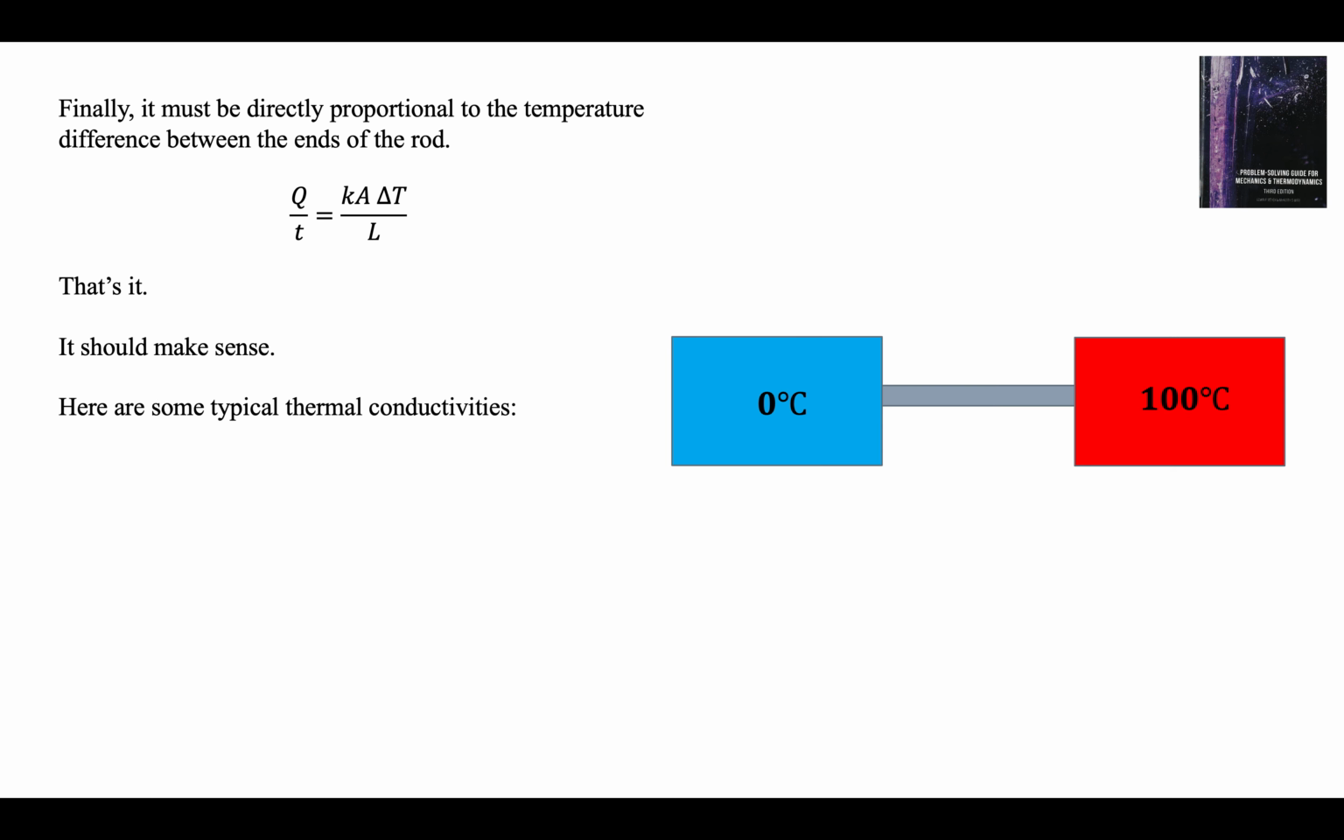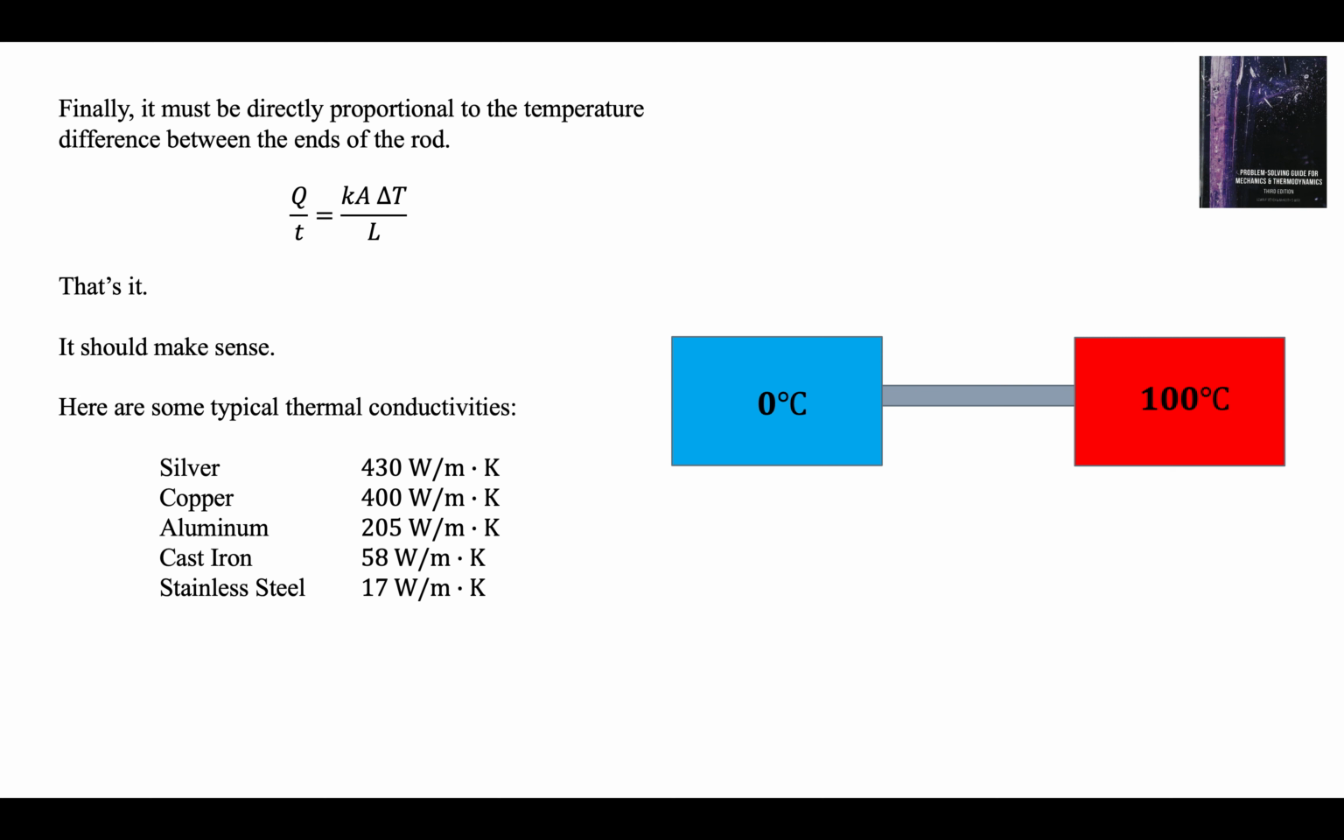Here are some typical thermal conductivities. There's a huge range here. Silver's good, copper's good, aluminum's pretty good, cast iron's not so good. So if you put a cast iron pot on a stove, it takes longer to heat up than copper. Stainless steel, not good at all.